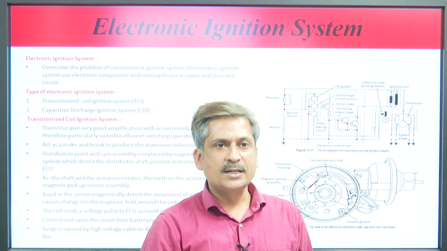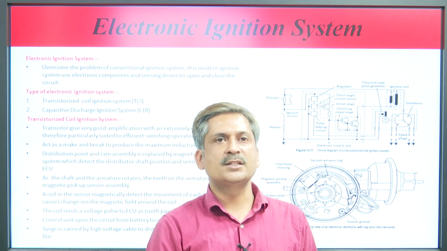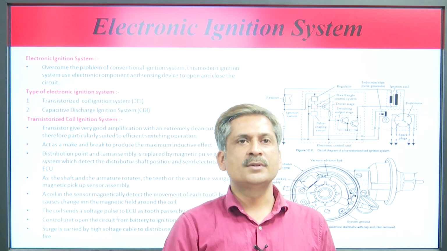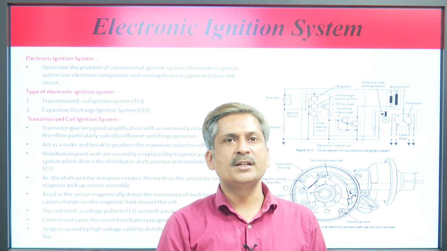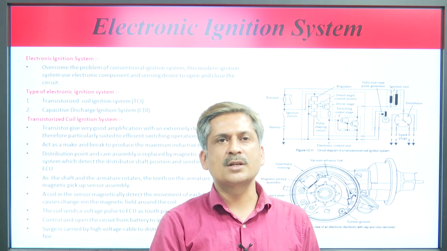Now the electronic ignition system. It is of two types: the transistorized coil ignition system and the capacitive discharge ignition system. It uses electronic devices for ignition purposes. It is more accurate, based on ECU control.